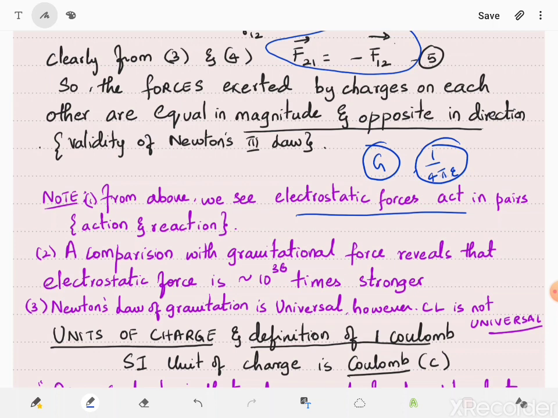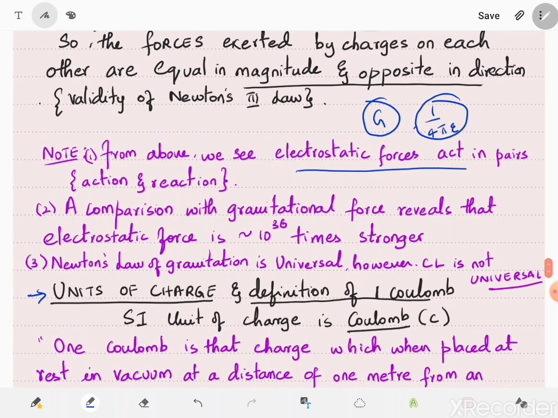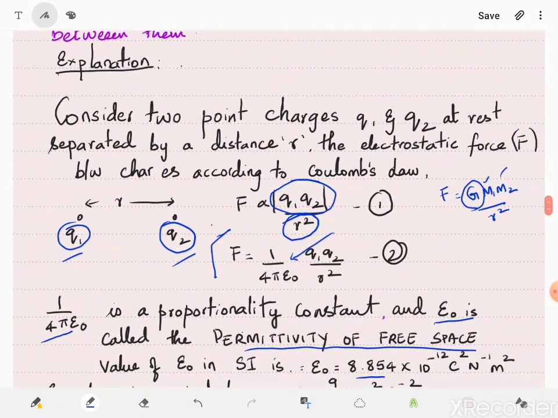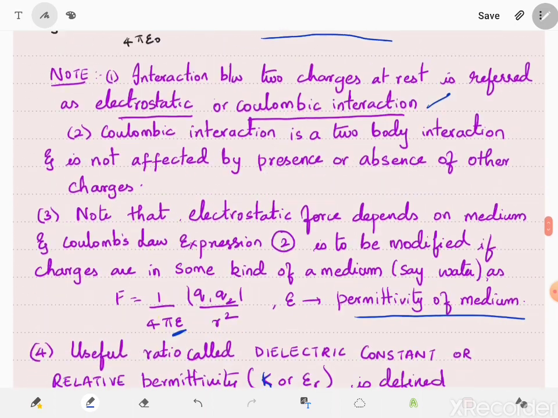Now let's come to the next important concept, that is basically the units of charge and definition of 1 coulomb. As already remarked while talking about basic properties of charge, the SI unit of charge is coulomb, and the definition of 1 coulomb is made by using the expression of Coulomb's law. So here Q1 and Q2 will be equal to 1 coulomb when R is equal to 1 meter and F is equal to, from here we've already taken it to be 9 into 10 power 9.